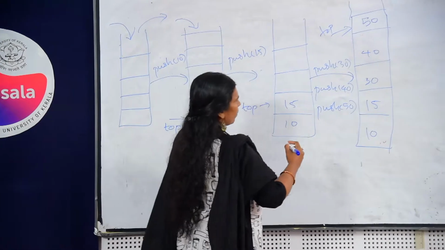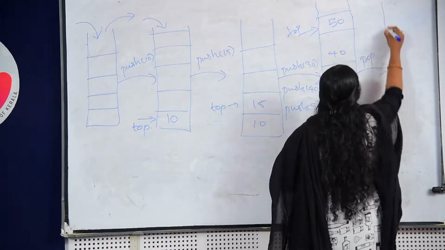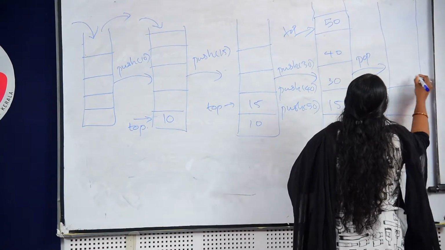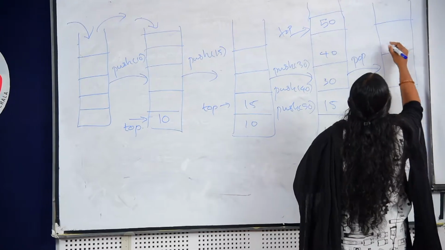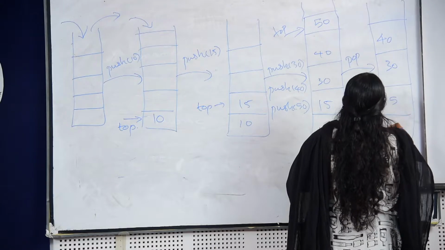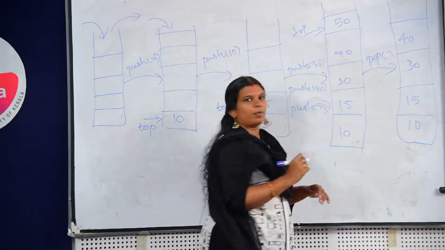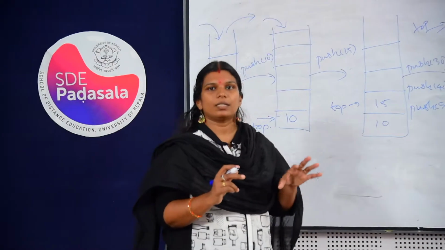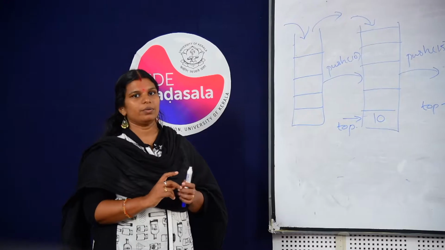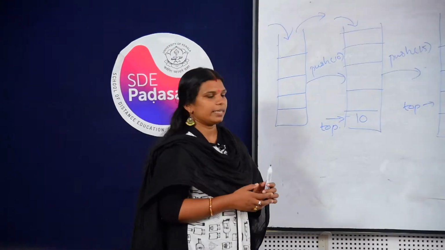Now we are doing a pop operation, that is we just call the pop function. When we perform the pop operation, the topmost 50 will be removed. This is how we will achieve pushing and pop operation in a stack.